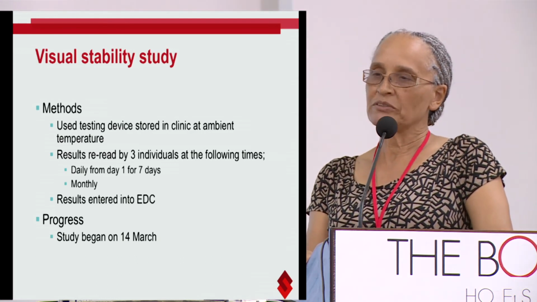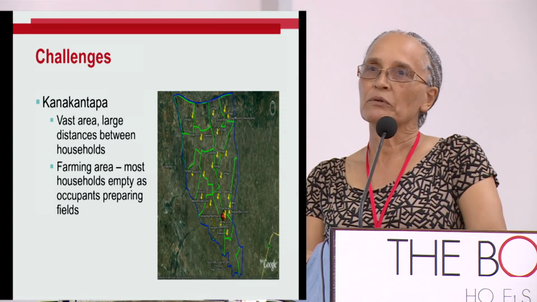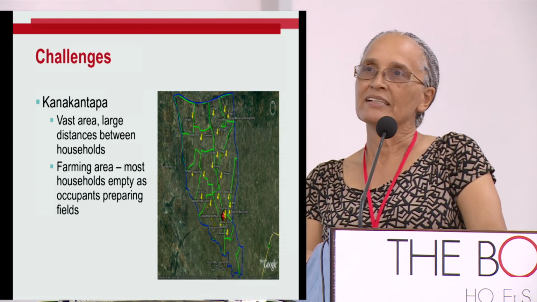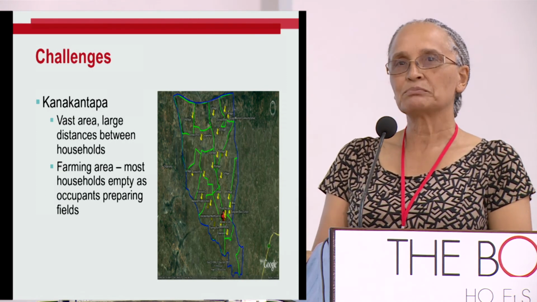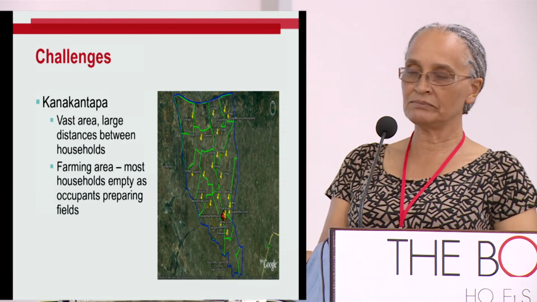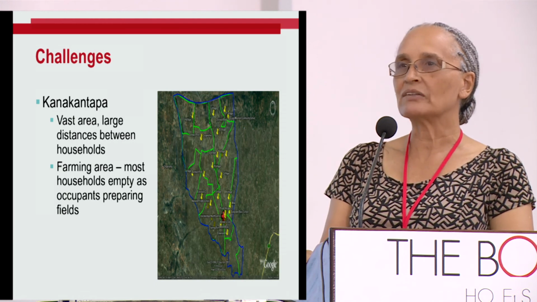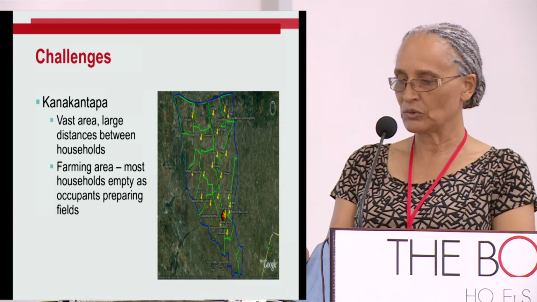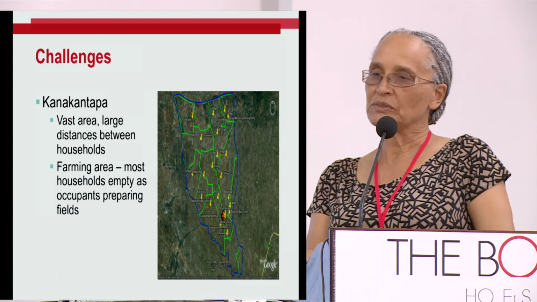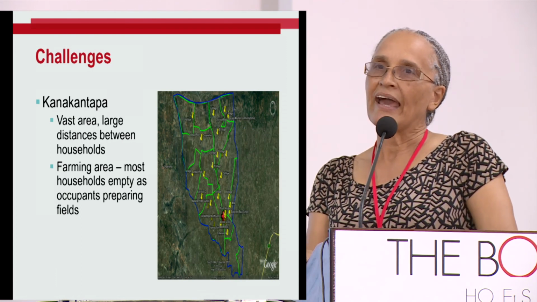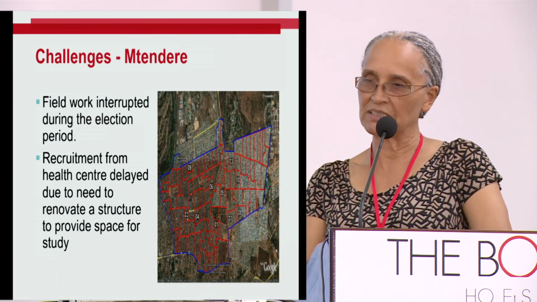Some of the challenges we faced in actually doing the studies: our rural site is pretty vast. It's a large area with lots of distances between the homes. It's also a farming area, so we began our study in May, June, and July. August is probably the harvesting time, so many people were not in their homes as the research teams went around. And then we went into the rainy season, which is also a farming period. In our urban site, we had quite a few interruptions during the election period in August, and we also had to reconstruct a facility to do the testing, so hence some delays there.